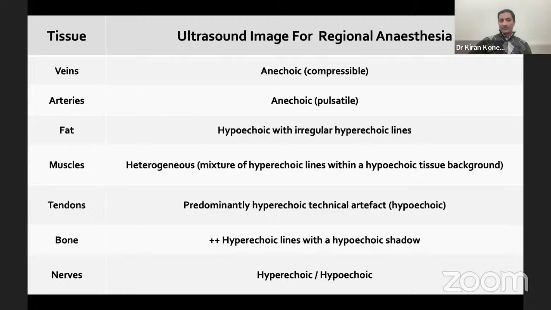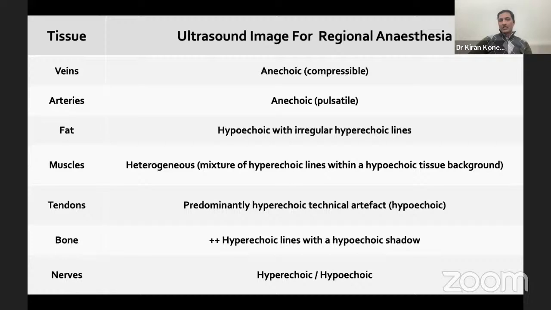In the muscles, again, it can be heterogeneous depending on the content of the muscle, where there can be a mixture of hyperechoic within a hypoechoic tissue background. You will sometimes see fascias going in between, which might make it a little more confusing. But dynamic scanning, either in the cephalad caudal direction or side to side, can give you a better picture of what is happening.